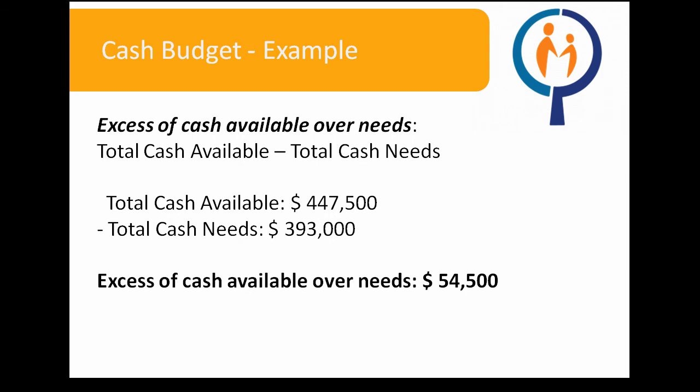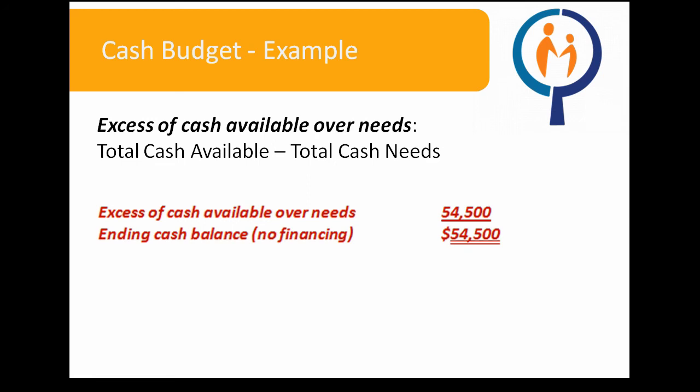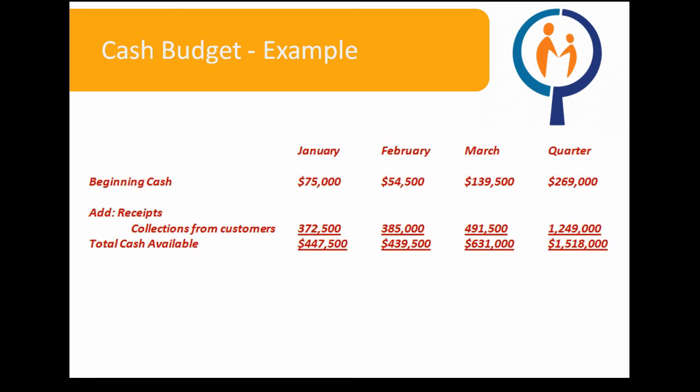A reminder that our total cash available was $447,500, and our total cash needs were $393,000. This produces an excess of cash available over needs of $54,500. This is our ending cash balance. The end of the budget would look like this. The ending cash balance is the figure we use as the beginning cash balance for February. If we continue on month by month, our cash budget should look like this.